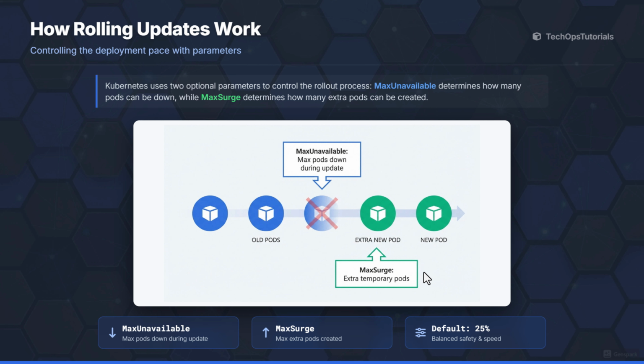maxSurge is the opposite idea. It tells Kubernetes how many extra new pods it can create while updating. These are temporary extra pods that help the application run smoothly while the old pods are being replaced. Together, these two settings control the pace: how many old pods can disappear, and how many new pods can show up earlier. By default, Kubernetes sets this to 25%. It's a nice middle ground that balances safety and speed.